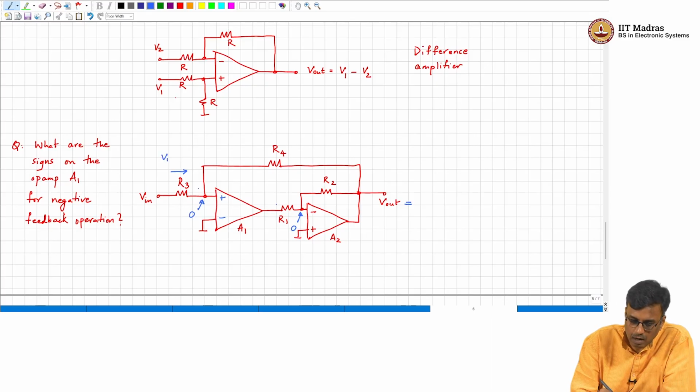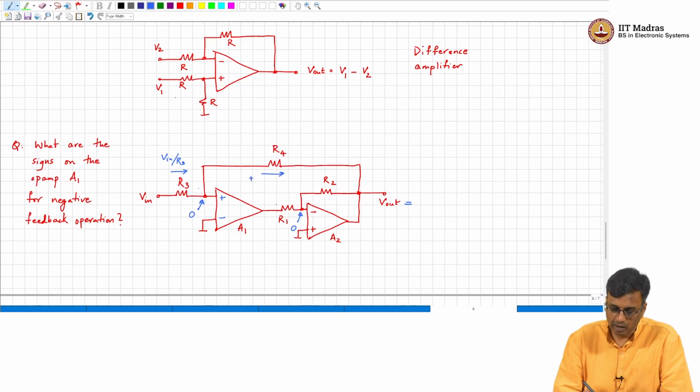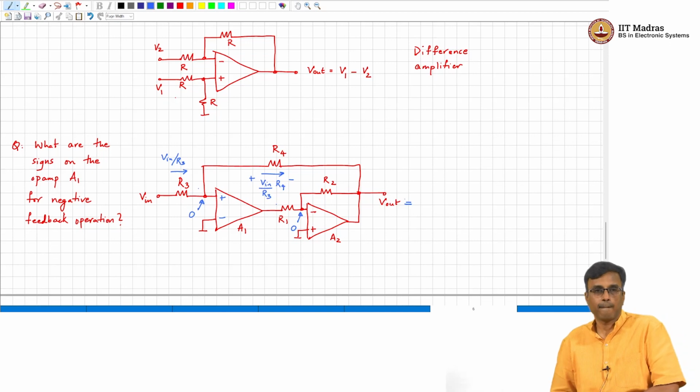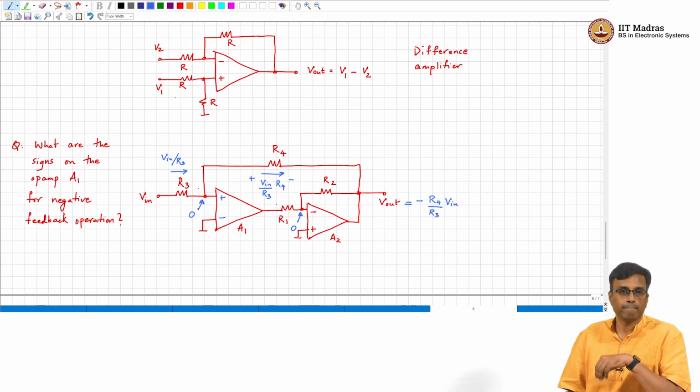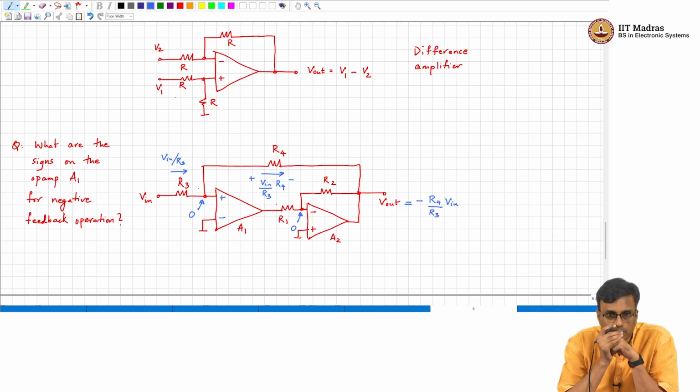Okay. So, what is this current? Vin by R3. So, where will all that current flow? Through R4. So, what will be the voltage across R4? Vin by R3 times R4. So, what is the output voltage? Minus R4 by R3 times Vin. Okay. Does it make sense, folks? All right.